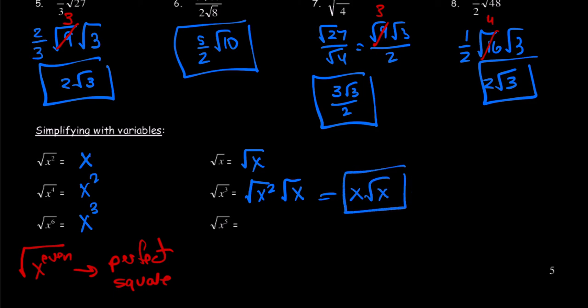If I have x to the 5th, the largest even exponent is x to the 4th. So let's break that up. Square root x to the 4th times square root x. Square root of x to the 4th is just x squared. So my answer is x squared square root x.